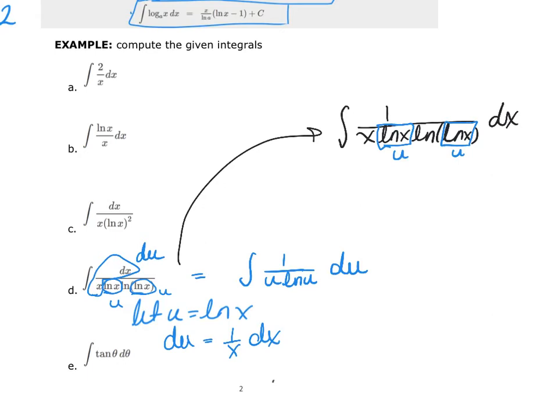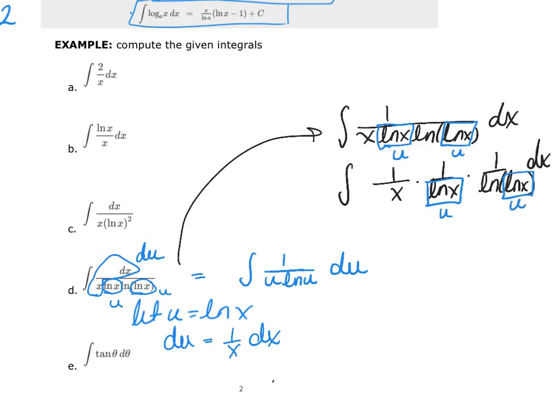And then when I did the derivative of the natural log of x, if I rewrite this as the integral of 1 over x multiplied by 1 over the natural log of x multiplied by 1 over the natural log of the natural log of x dx. Again, this place gets replaced with u. This gets replaced with u. And these two things here get replaced with du.